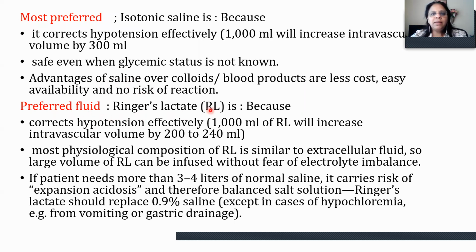And the preferred fluid is Ringer's lactate because it corrects the hypotension effectively. So with 1000 ml given, at least 300 ml will be staying. The composition of Ringer's lactate is the most physiologic, similar to extracellular fluid. Like Kavishka said, it has potassium, right? If the patient needs more than 3 to 4 liters of normal saline, it carries the risk of expansion acidosis. So if you happen to give a lot of crystalloids, don't give it all as saline because it causes acidosis. In that situation, Ringer's lactate should be the best choice. For example, in vomiting and gastric drainage, you lose a lot of potassium and chloride, so it is better to give Ringer's lactate.